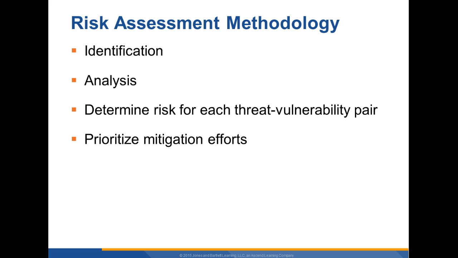And first you must perform identification, including identifying your assets, the threats, the vulnerabilities, and existing security controls. Perform analysis. Identify threat vulnerability pairs by matching threats with vulnerabilities to create exploit scenarios. Analyze the effectiveness of existing controls. Determine the impact of a successful exploitation, and determine the likelihood of a successful exploitation. Determine the risk for each threat vulnerability pair using a matrix, and then use the results to prioritize your mitigation efforts.